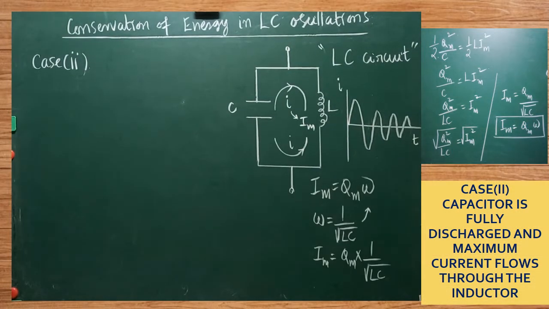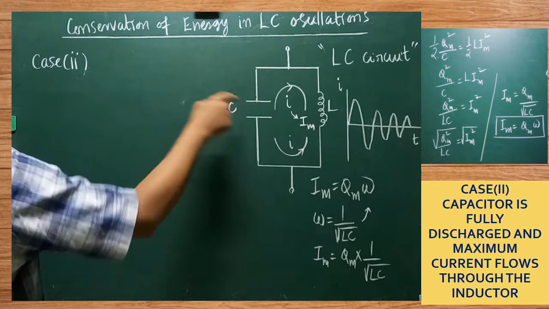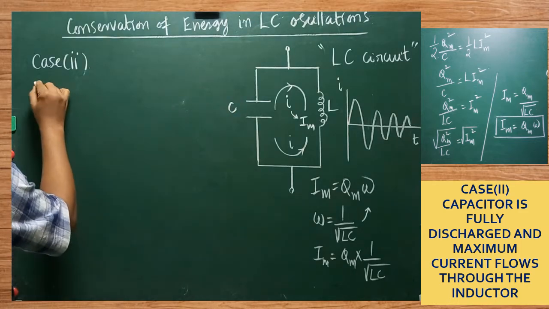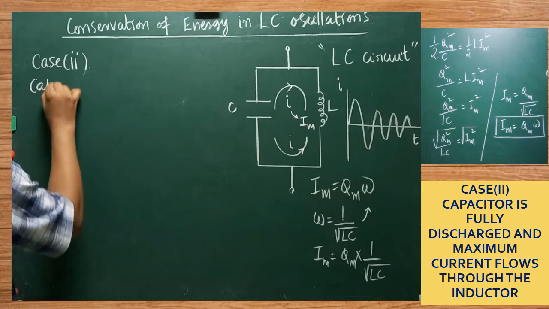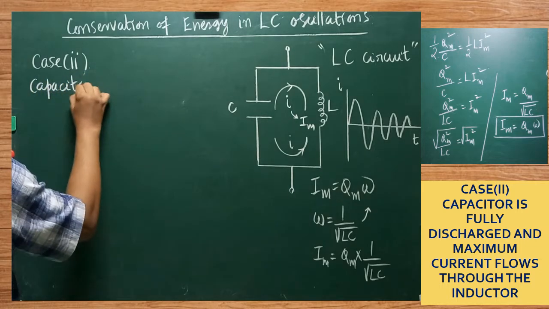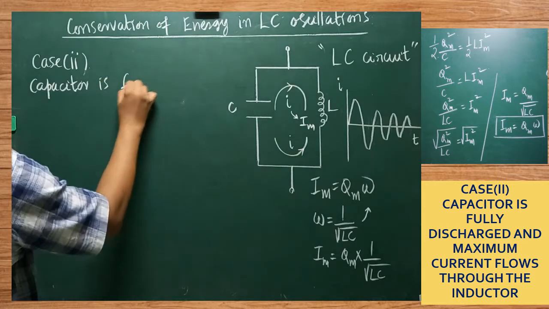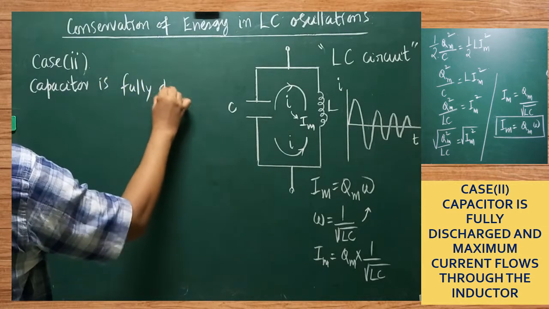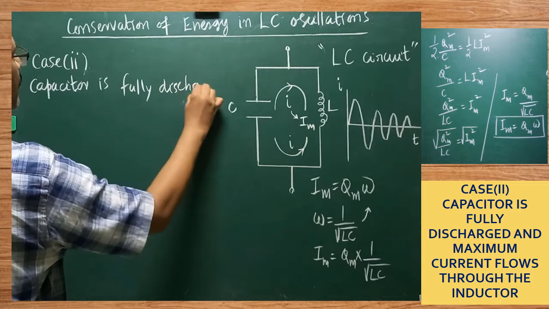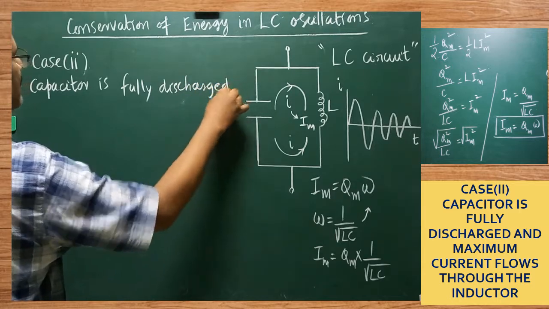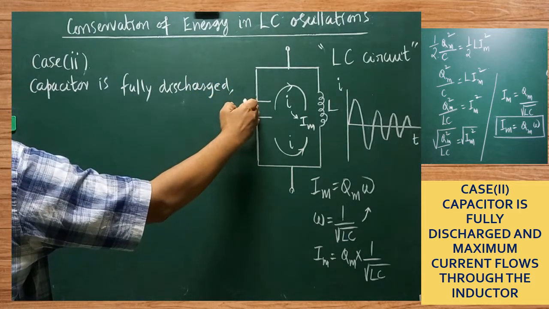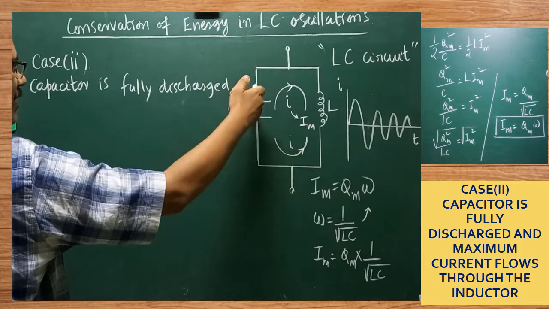Now we are going to see the second case. In the second case, we have to prove how the energy is conserved in the LC circuit. Now we have to imagine that the capacitor is completely discharged. So how to start? We write the sentence as written here: capacitor is fully discharged. Capacitor fully discharged means all the charges have completely left the capacitor.